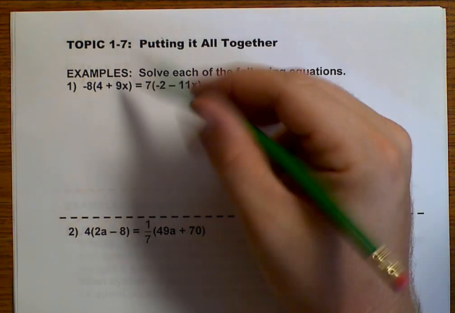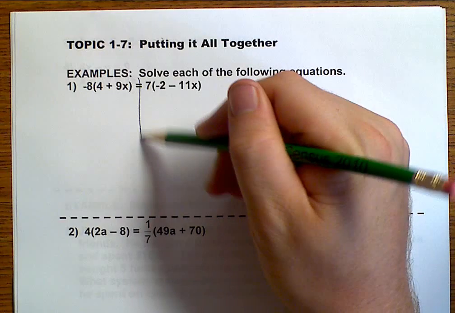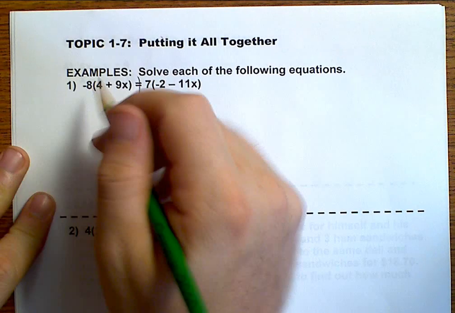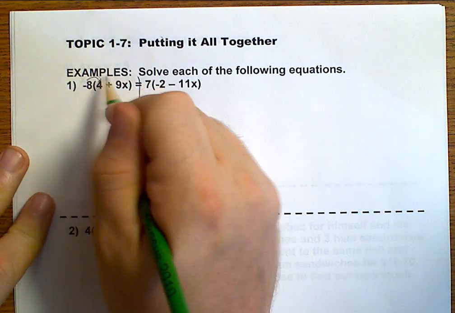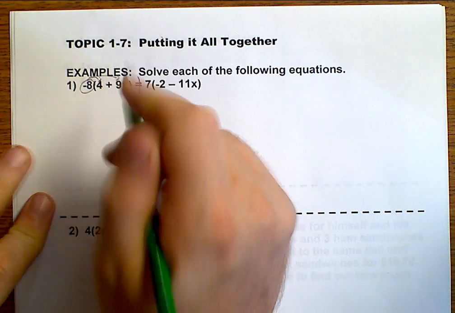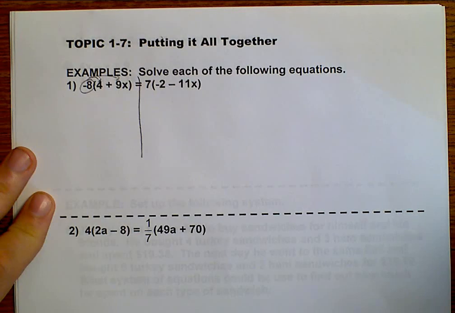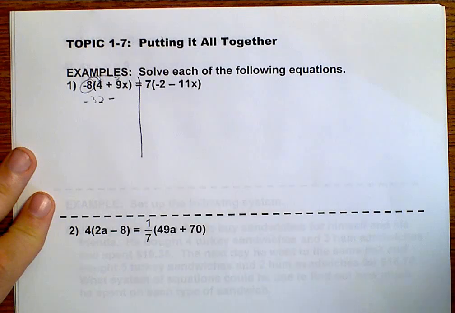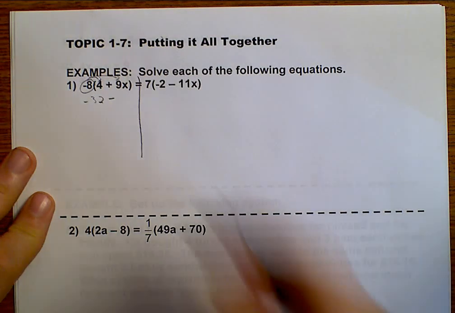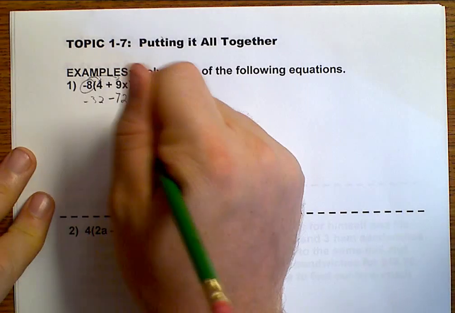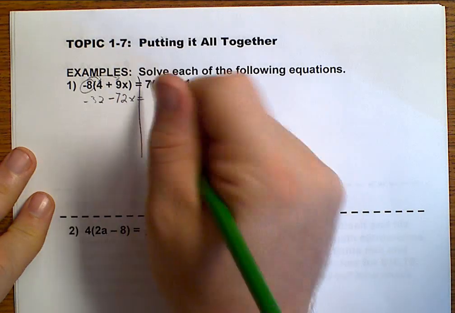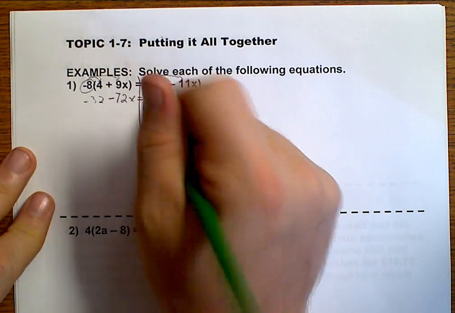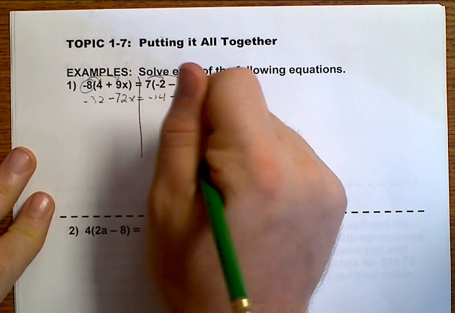First thing is we need to solve. In order to solve, we need to distribute. So the negative 8 times 4 and the negative 8 times 9. That gives us a negative 32 minus 72x equals, take this 7 and distribute it, negative 14 minus 77x.